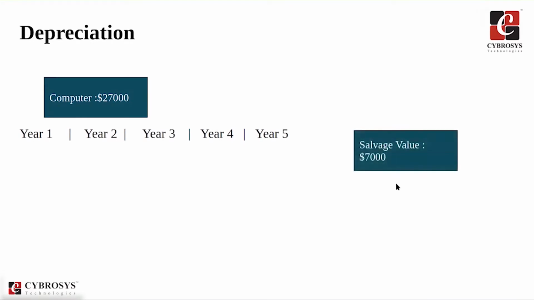For example, let's say we buy a computer for a company with a price of 27,000. We have purchased the computer for 27,000 and we plan to amortize this computer over 5 years. After 5 years, we plan to sell it for $7,000. So this is our salvage value, 7,000. That is the final value, the non-depreciable value for the computer.